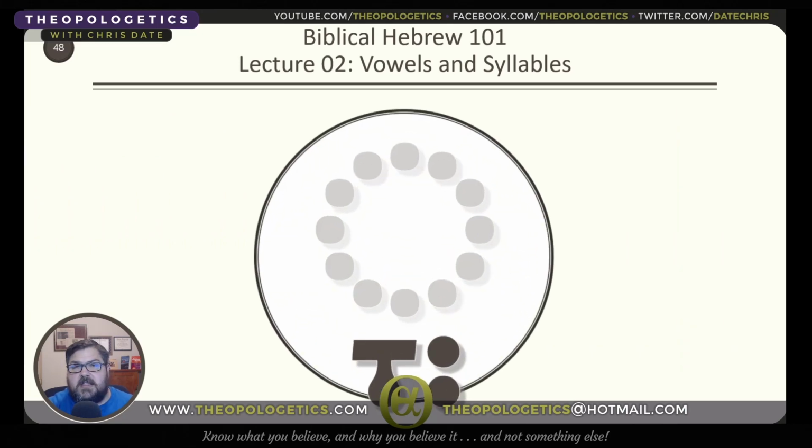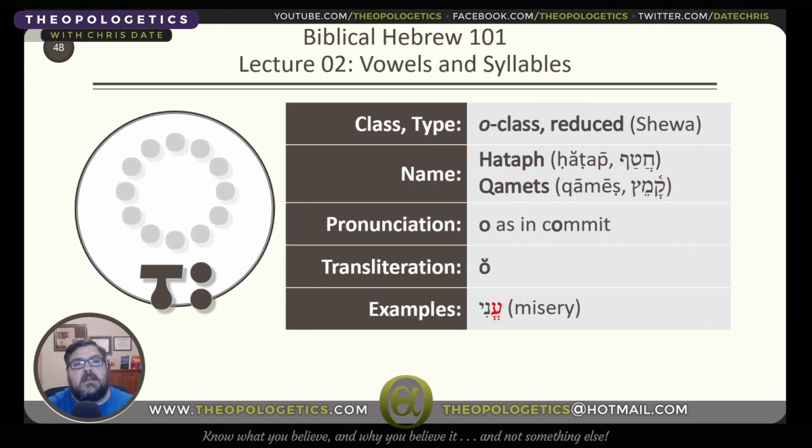Now, the composite shewa that I mentioned earlier when we were talking about identifying a komets versus a komets chatuf, the composite shewa I mentioned there is this one here. It's called a chataf komets. This is the O class composite shewa. It's pronounced like the O in commit, transliterated as an O with a half bowl on top of it. An example of a word that starts with this composite shewa is the word oni, meaning misery.